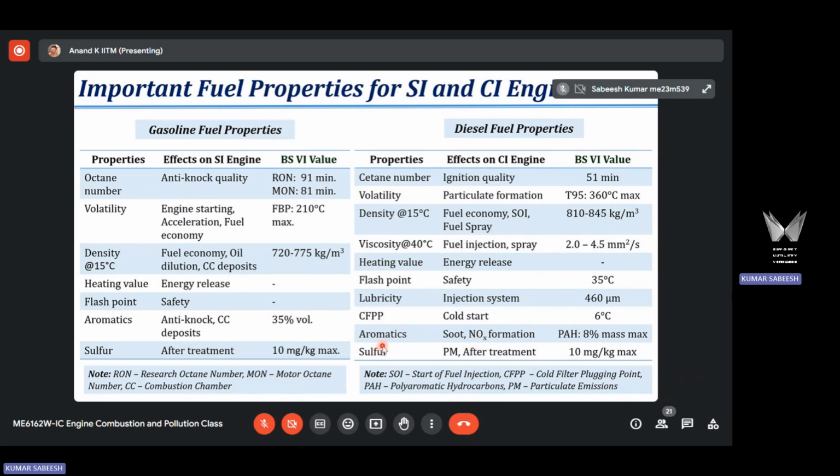Sulfur is again a composition. Today we talk about ultra low sulfur diesel fuel. In fact, between BS4 and BS6 fuel, the only difference is in sulfur content. Earlier it was 50 milligram, now it is reduced to 10 milligram. This is what we refer to as ultra low sulfur diesel, because sulfur affects the aftertreatment device.